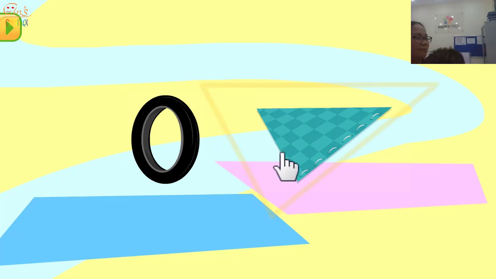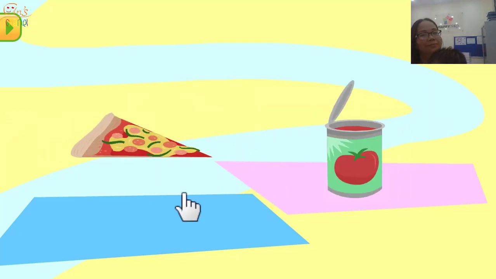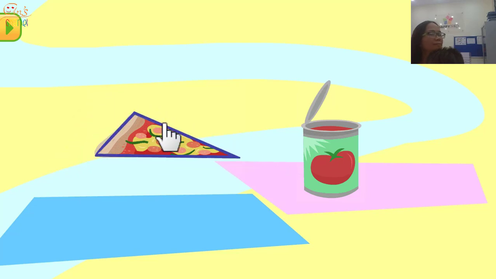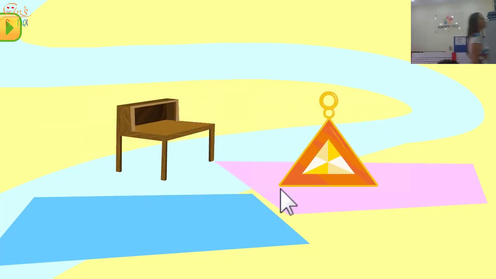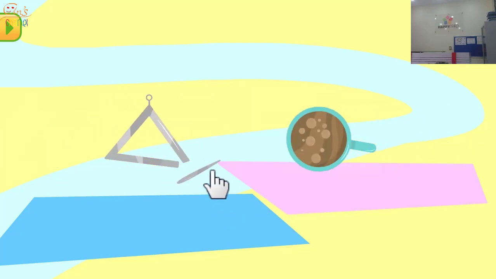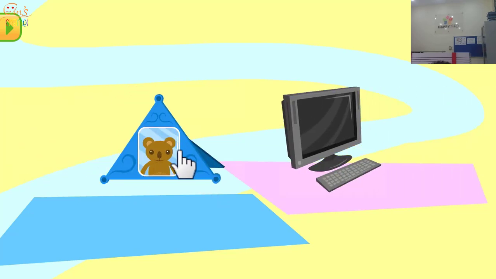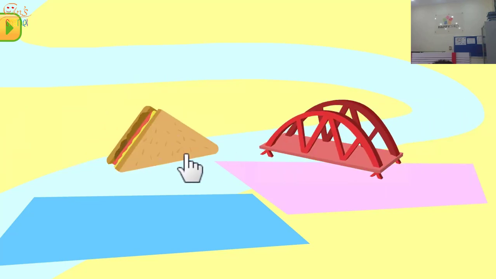Which picture shows a triangle? Triangle. Which picture shows a triangle? Triangle.